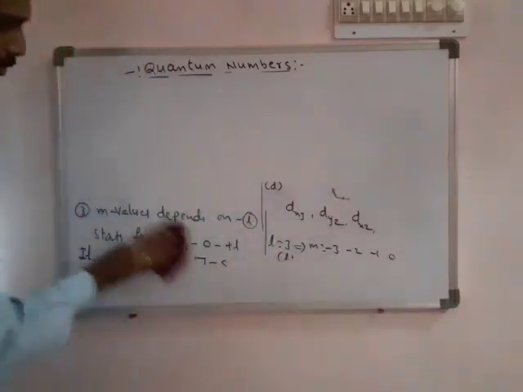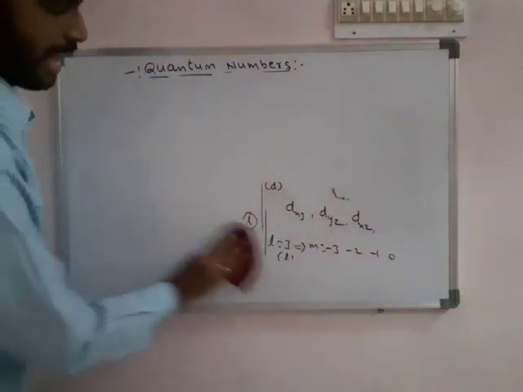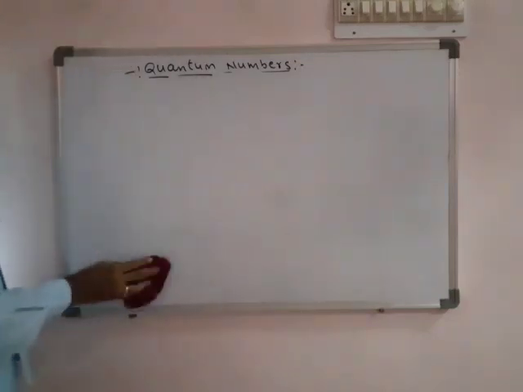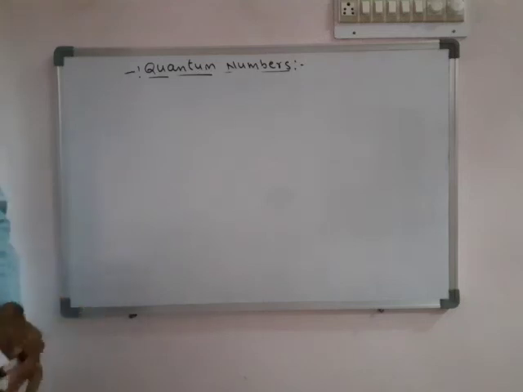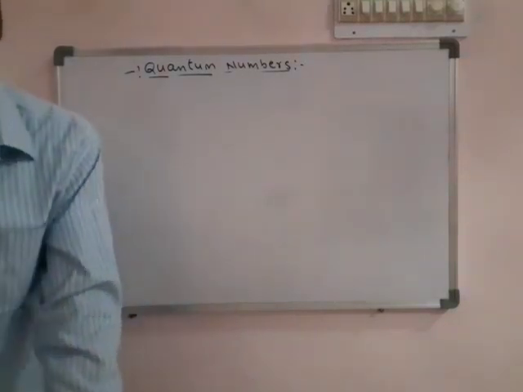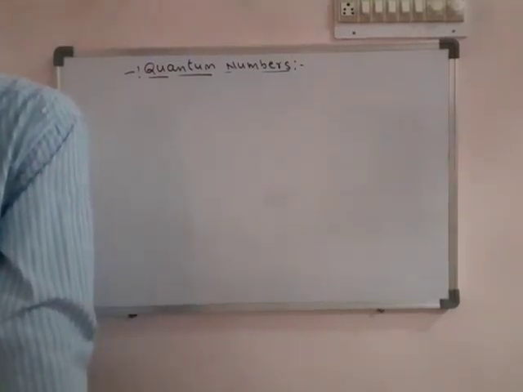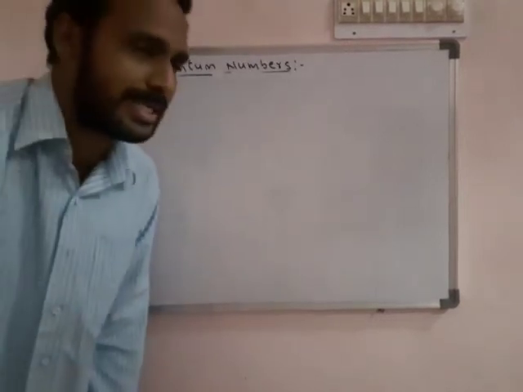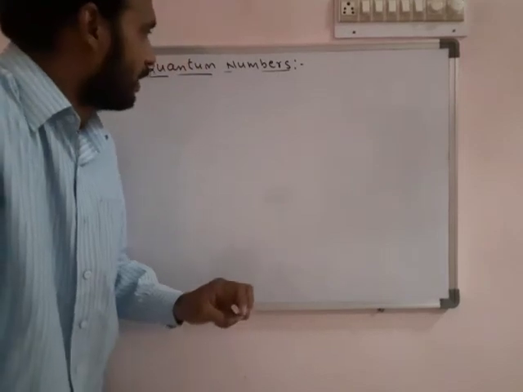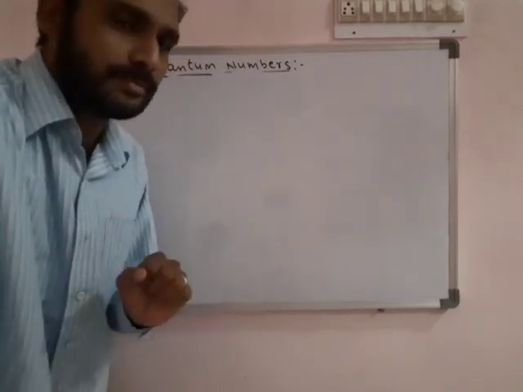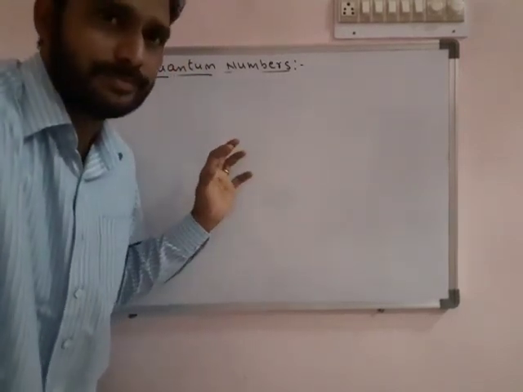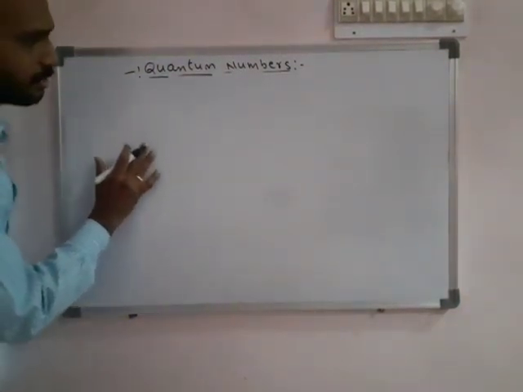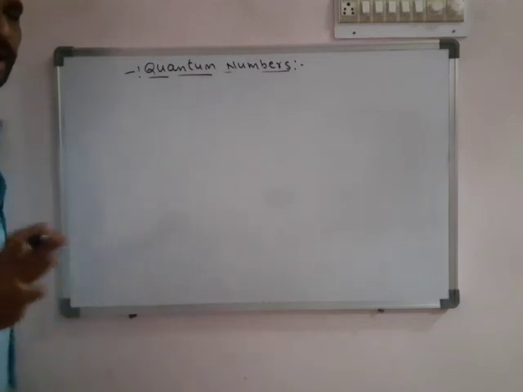To explain an orbital we need only 3 quantum numbers. The first 3 quantum numbers are the principal quantum number, azimuthal quantum number and magnetic quantum number. These 3 quantum numbers are necessary to know about an orbital. And the last one is an additional quantum number which is required for the electron.